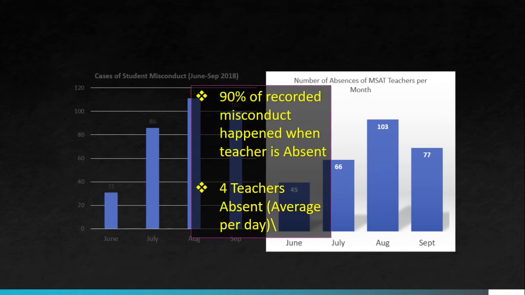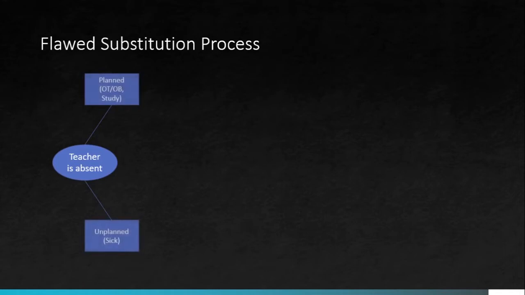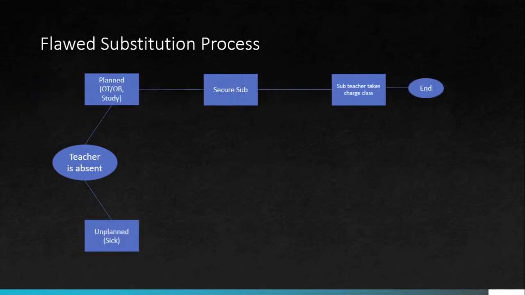So who replaces these absent teachers? When we say the teacher is absent, we mean two kinds: planned and unplanned. During planned absences, the teacher secures a substitution form and attaches it to his/her authority to travel. After which, he/she assumes the sub-teacher takes charge of the class.